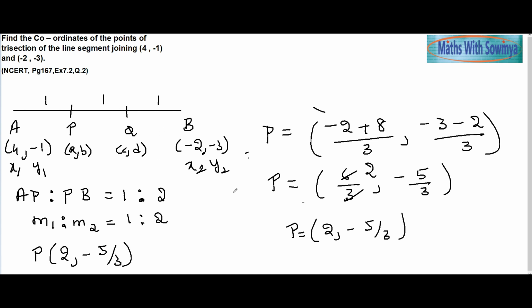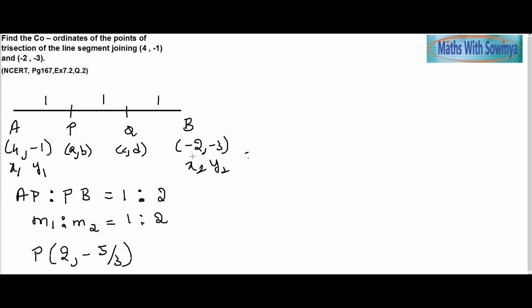Now we have to find the value of Q. We apply in the same way, just m1 and m2 change here. I take from here to here, A to Q and Q to B. So we just change the ratio here.